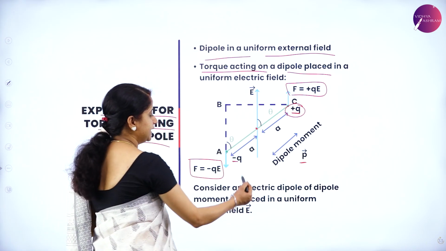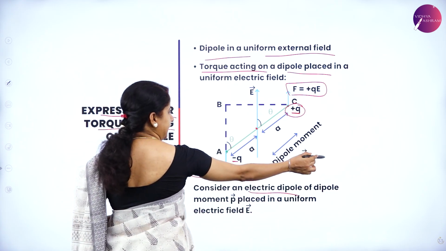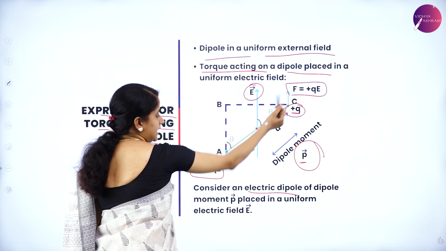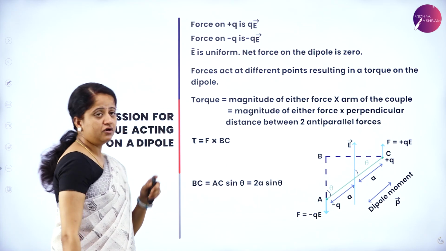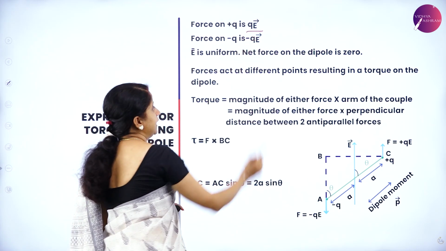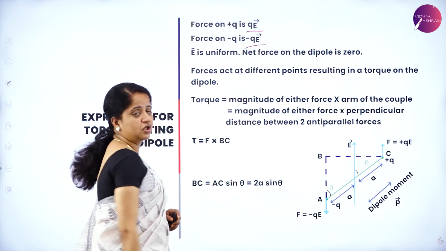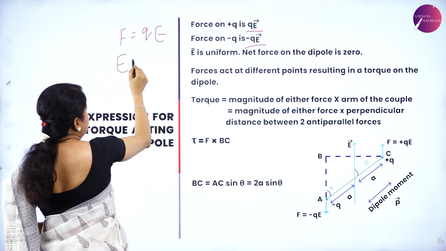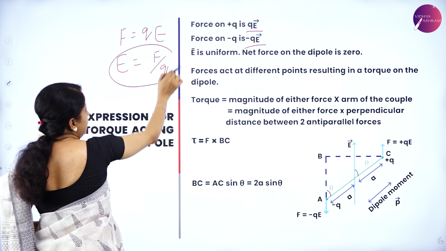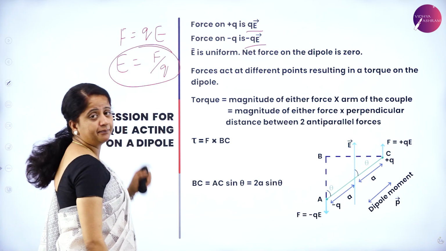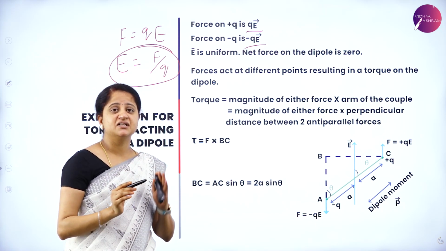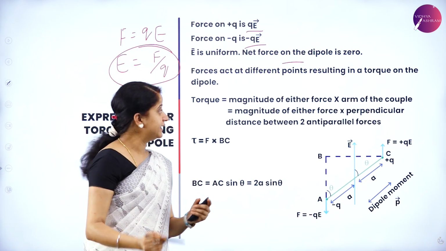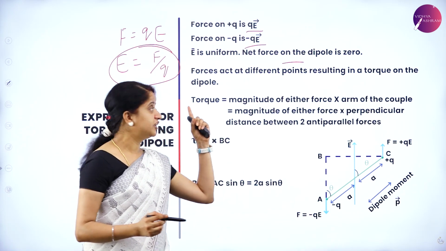So, I have considered an electric dipole of dipole moment P, which is placed in a uniform electric field E. As I told, the force acting at 2 points, that is force on plus Q is QE and force on minus Q is minus Q into E, because we know that F is equal to Q into E, because electric field E is equal to force experienced by unit positive charge. We have learnt about it in the previous class. So, since electric field is uniform, the net force on the dipole is 0.